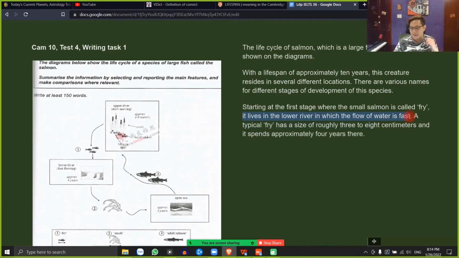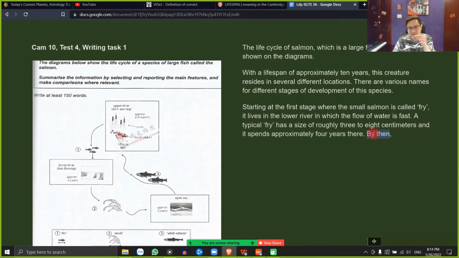Cái câu trước đó mình đã nêu ra là nó sống trong cái khu vực hạ nguồn mà trong đó cái dòng chảy nước rất là nhanh, thì cái câu sau đó mình ghi là nó dành xấp xỉ 4 năm ở đó. Người ta biết được là ở đó là đâu, chính là cái vùng lower river. By then, cho đến lúc đó. Cái câu tiếp theo nó sẽ tiếp nối câu trước đó bằng cách nào? Bằng cách mình lặp lại những cái điều mà có thể đã nêu được ra câu trước đó.